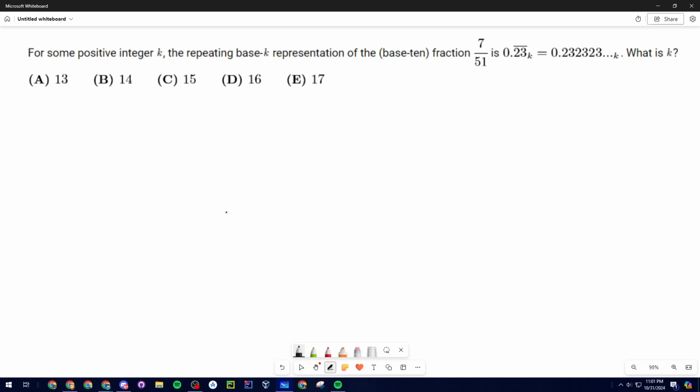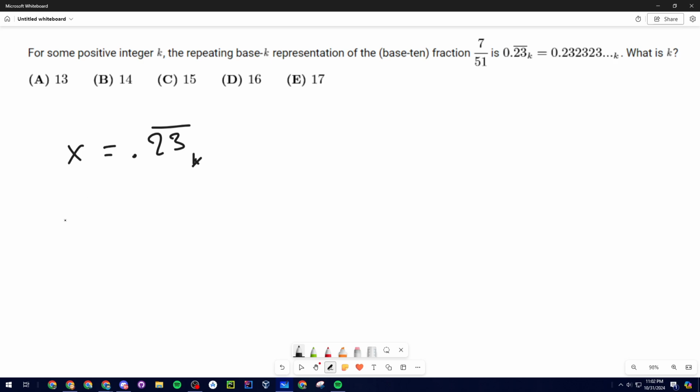So let's say you have 0.23 repeating in base k. Let that equal x, because I'm trying to solve for it. Or no, I know what it is. I know it's 7/51, but I'm just going to let that equal x for just a second. And x, let's say it's in base 10.